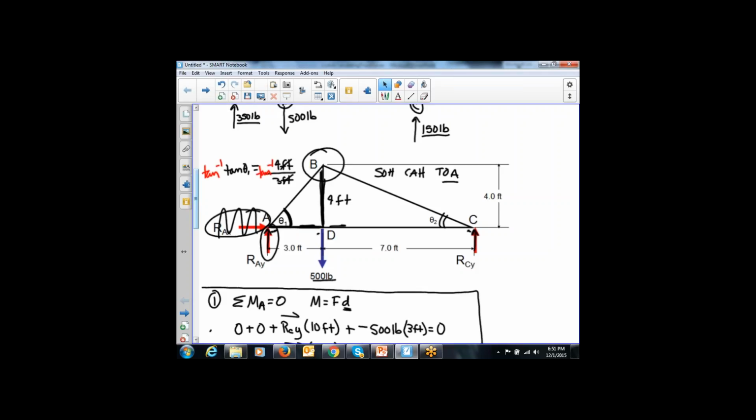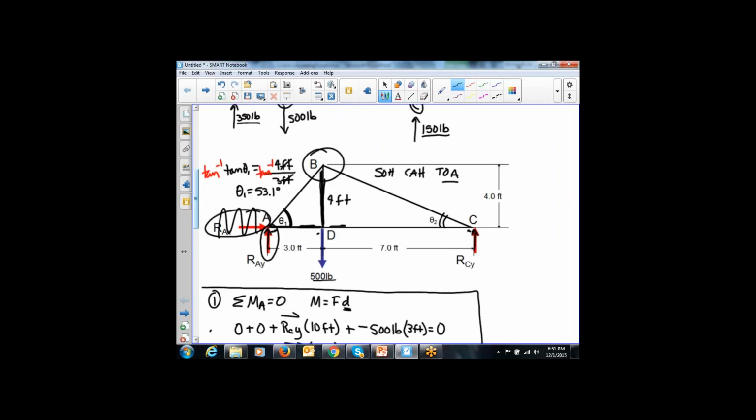A lot of my kids have calculators that are just set to radian mode and they don't even know it. So we're going to do the tangent inverse of 4/3. And it turns out that that's 53.1 degrees. And you're just going to have to make a decision how precise you want this to be.